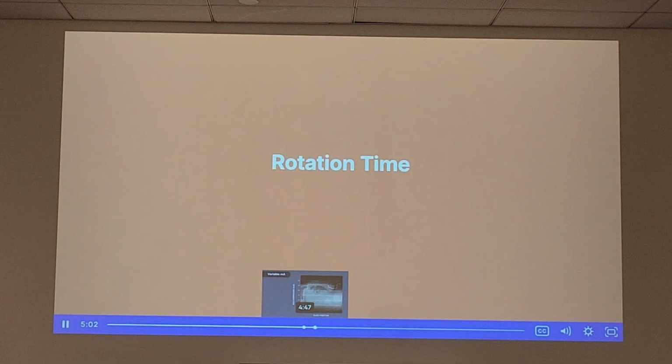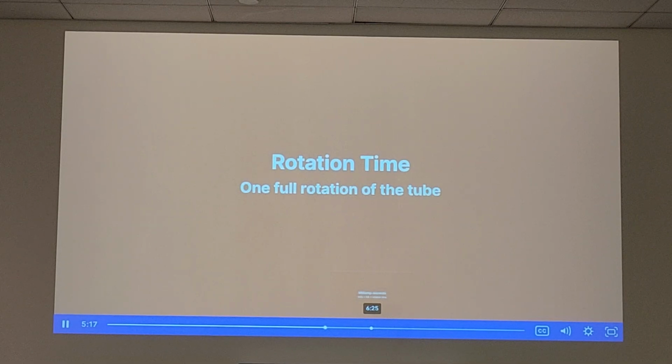The second exposure factor is rotation time. Unlike general radiography, the technologist does not set the total exposure time, but instead sets the rotation time. Rotation time is simply defined as the total amount of time required for one full rotation of the X-ray tube around the patient. And generally in CT, that's going to be between 0.2 and 1 seconds.